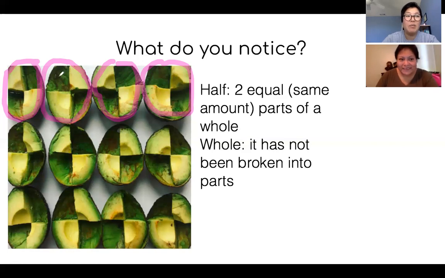So we have one, two, three, four halves. And then we're continuing. Five, six, seven, eight halves, nine halves, ten halves, eleven halves, and twelve halves.